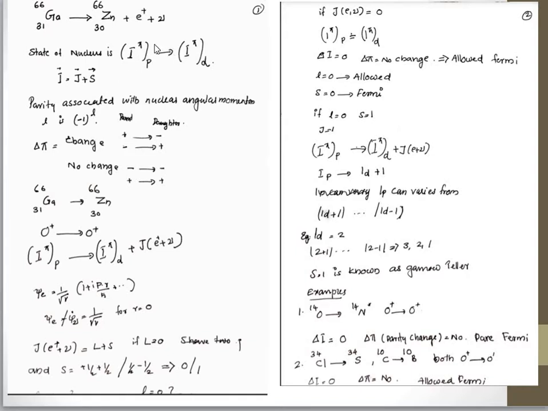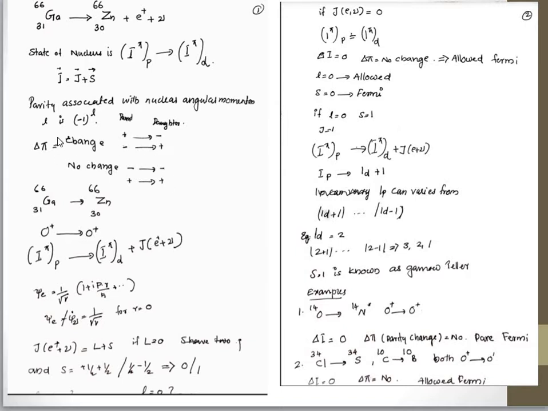Here we can represent it as I pi parent gives I pi daughter plus J of electron and neutrino. J is the total angular momentum of the electron-neutrino product, that is, the total angular momentum of the particles which are coming out of the nucleus.